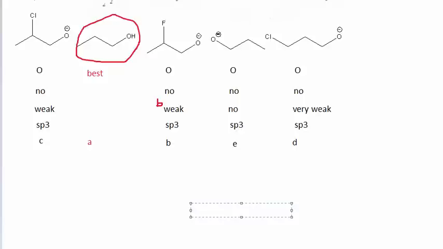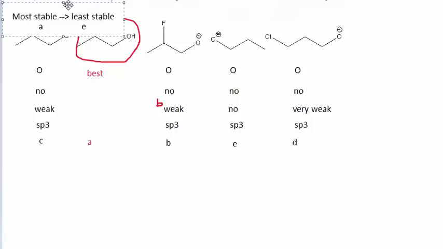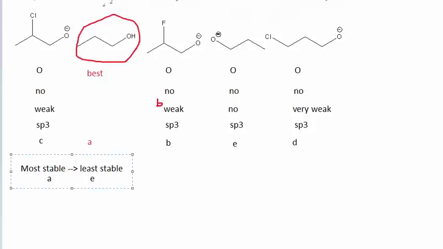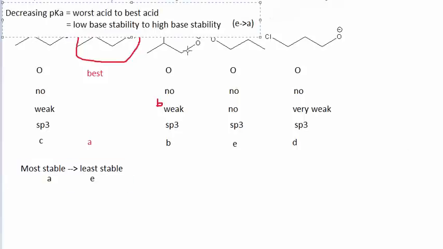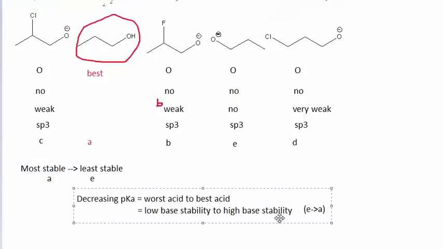All right, and once again, we're going from most stable to least stable in the direction of A to E. And we are, once again, looking for decreasing pKa, just like last time. So we're going to use the same path through. We're going to go E, D, C, B, A, and you'll see that that gets you this ranking.